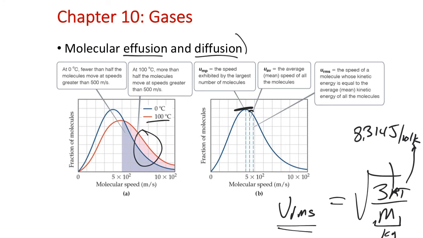Now, one of the keys in this relationship is that if you have a lower molar mass, you're going to have a higher root mean square velocity for your gas. So gases that are lighter simply travel with a higher velocity. As well, higher temperature means higher velocity. So if you can increase the temperature or reduce the molar mass of your gas, it's going to effuse or diffuse more quickly.